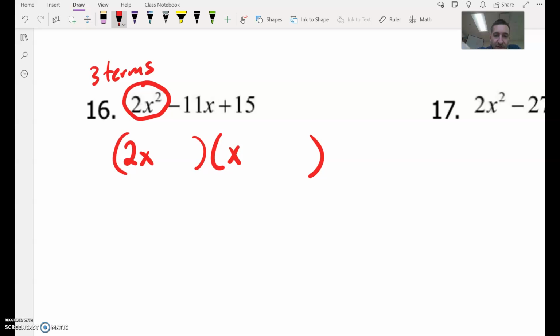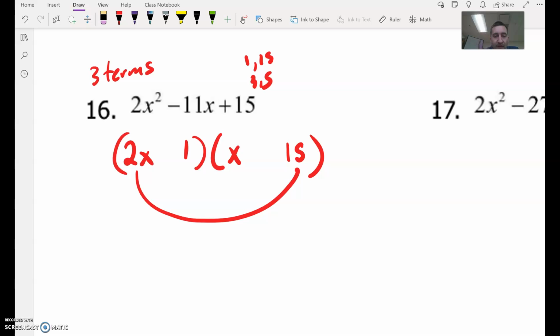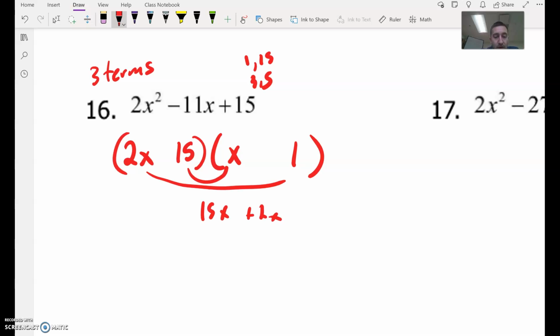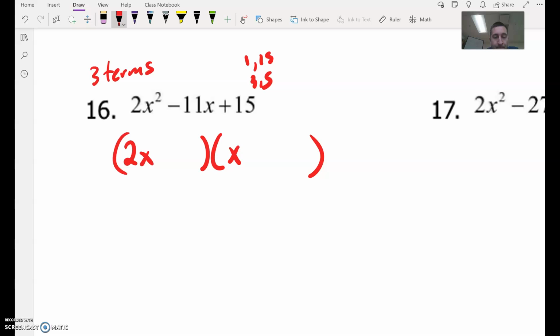And now I still pick factors of 15. 1 and 15, 3 and 5. Those are my options. I'm trying to get an 11. So if I plug a 15 here and a 1 here, that would be 30 and 1. That's way too big, so it can't be that. What if I put the 15 here and the 1 here? That's 15, and that's 2. That's going to give me 17 or 13. That doesn't work. So it must not be 15 and 1. It must be 3 and 5.